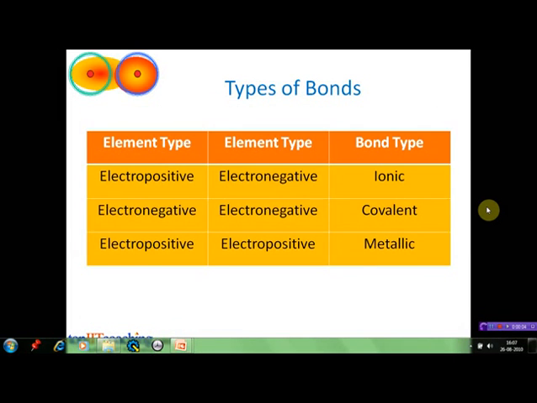This table illustrates the type of bond formed when atoms of different kinds of elements combine. For example, when an atom of electropositive element combines with another atom of electronegative element, ionic bond is formed. When an atom of electronegative element combines with another atom of electronegative element, covalent bond is formed. And when an atom of an electropositive element combines with another atom of an electropositive element, metallic bond is formed.